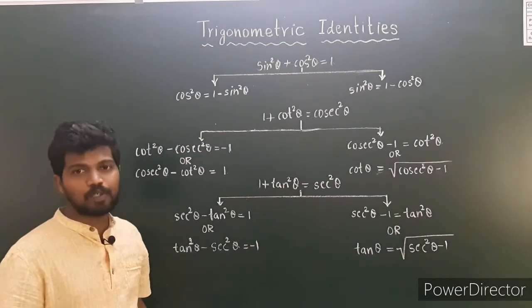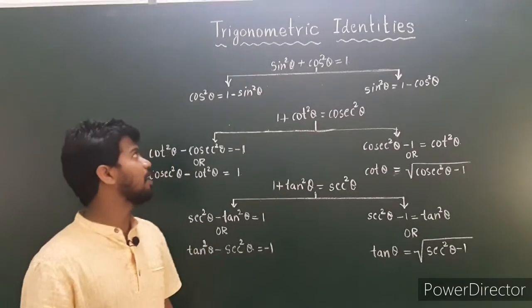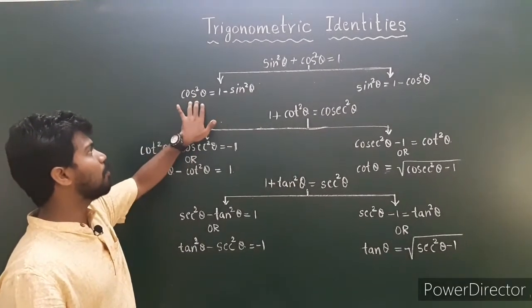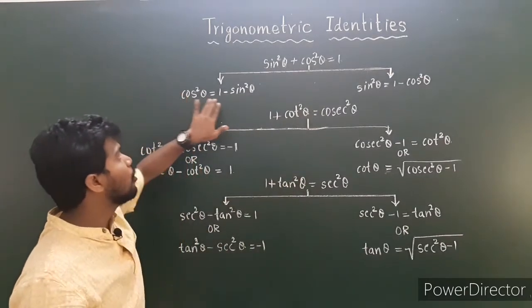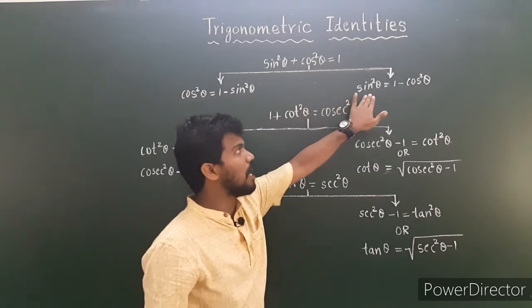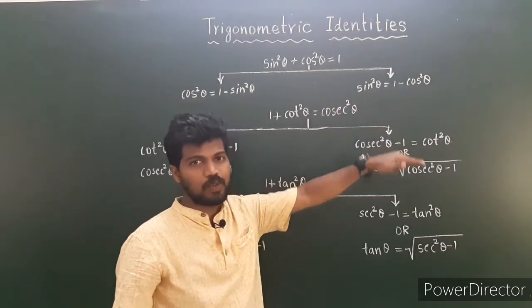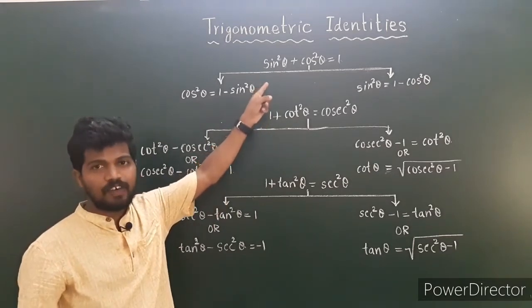So you go through transposition, you get two extra elementary identities. Cos square theta, you take sin square to that side using transposition, you get 1 minus sin square theta. Similarly, sin square theta is equal to 1 minus cos square theta. So you get two elementary identities using the first identity.